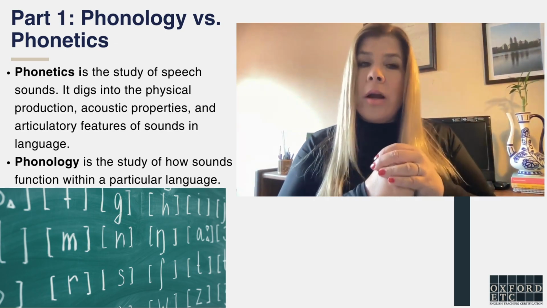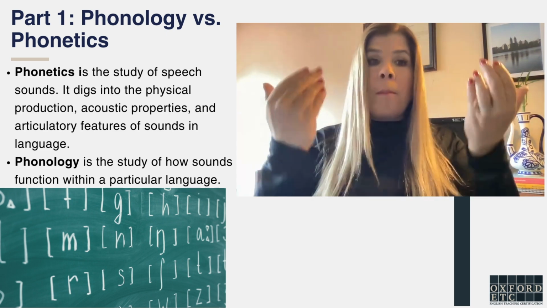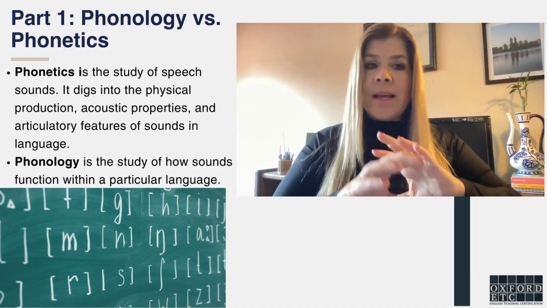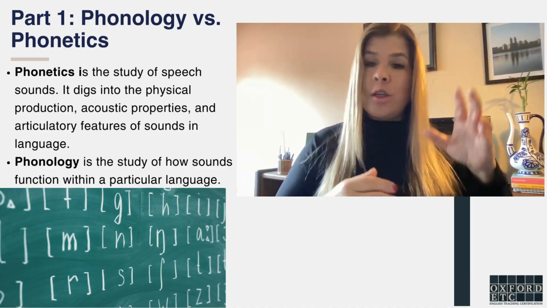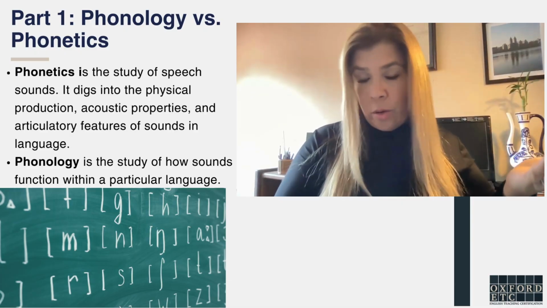Lastly, auditory phonetics explores how sounds are perceived by the ear and processed by the brain. This encompasses our ability to recognize pitch, tone, and other auditory characteristics.